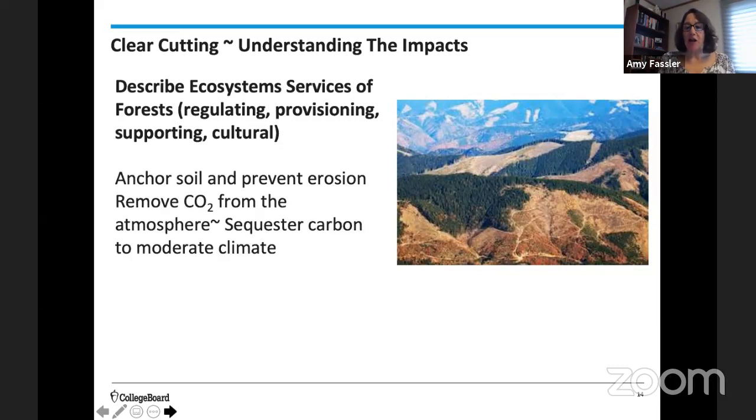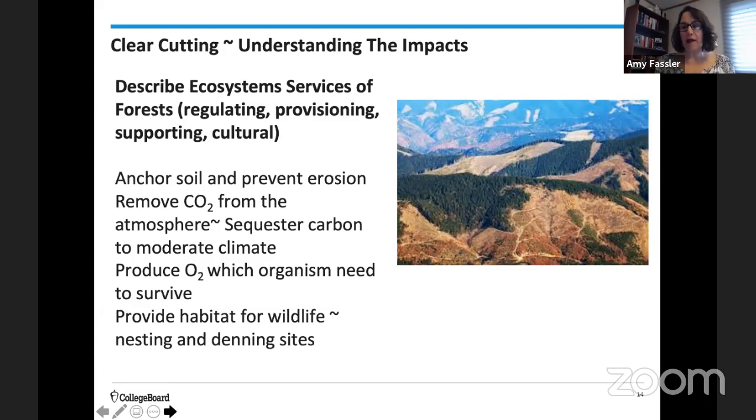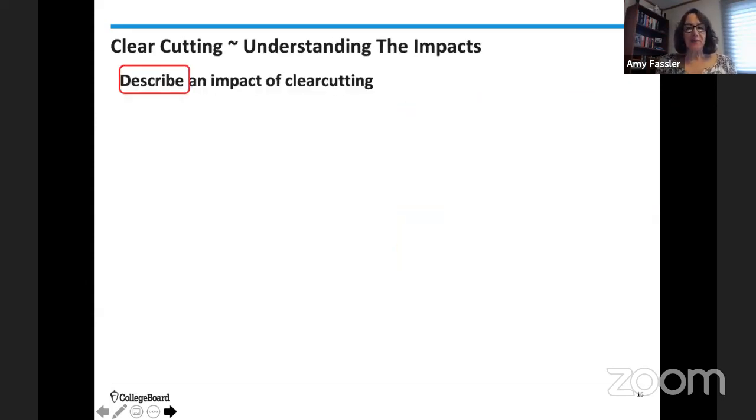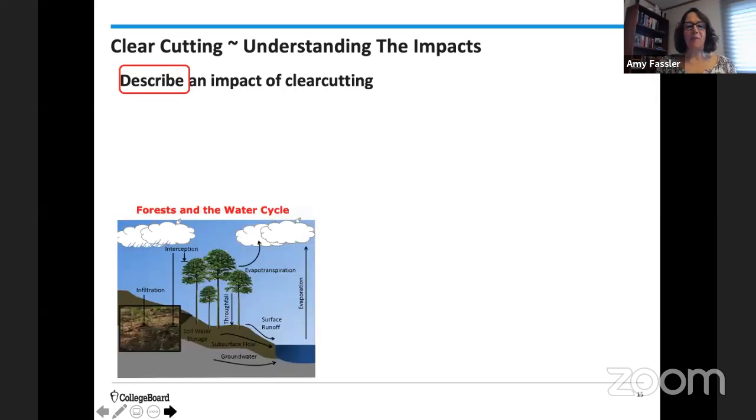there's no longer vegetation there anchoring the soil, so I get a large amount of erosion. Trees remove carbon dioxide from the atmosphere. I'm no longer removing that carbon dioxide, so I'm no longer sequestering carbon or moderating climate. Trees produce oxygen, which everybody needs for survival, and they provide habitat for wildlife, so wildlife can rear their young, have nesting or denning sites, and hide from predators. Now we're really going to dig into that describe aspect. Keeping in mind those ecosystem services, I want to look at some of the impacts of clear cutting.